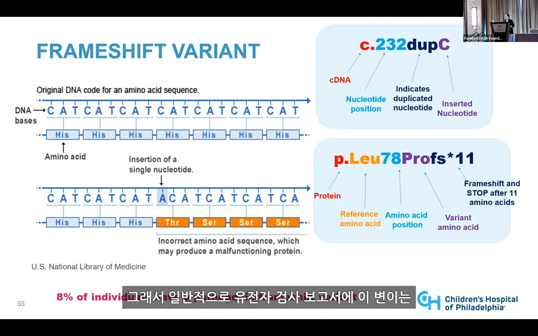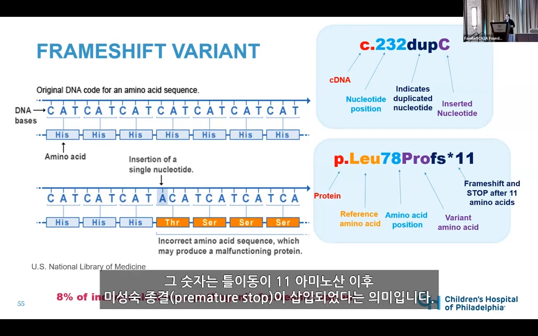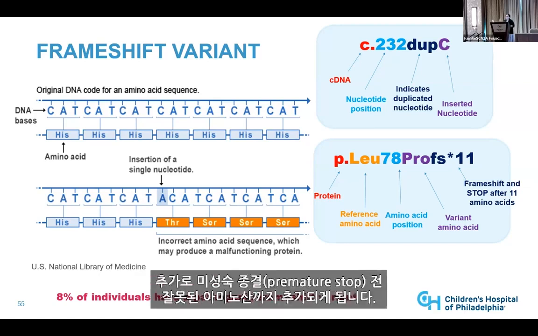And so the way that this is typically annotated on a genetic testing report is again in the P dot, and it will say at the end, FS, either an asterisk or an X, and then a number. And that number means that the frame shift is by 11 amino acids, and then a premature stop is inserted. So you're still cutting the protein off too early, but in addition to that, you're adding incorrect amino acids prior to that premature stop.